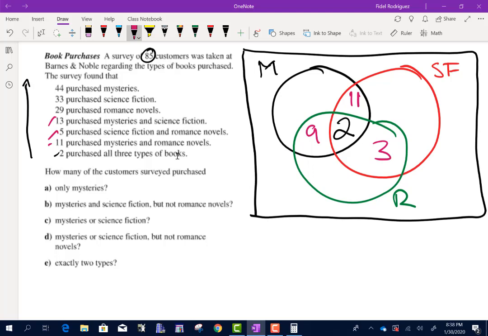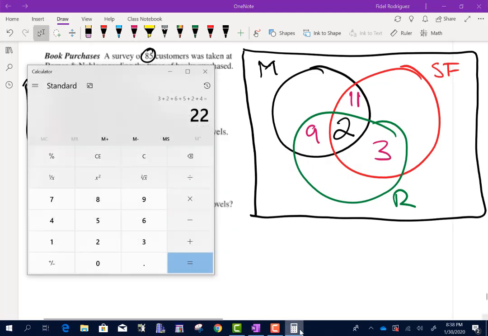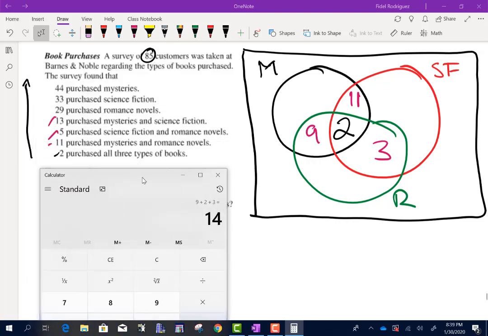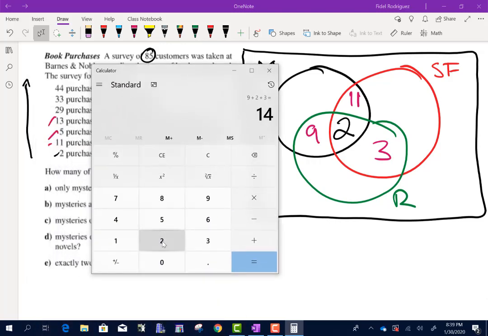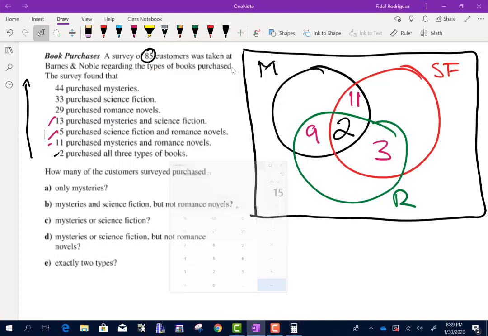Okay. Now, let's take a look at the next one. It says 29 bought romance. Okay, so everybody in the green circle has to add up to 29. Let's take a look. So 9 and 2 and 3. Let me clear this out. So 9 plus 2 plus 3, that's 14. And we said how many? 29. So I'm going to go 29 minus 14. That'll leave me with 15. So that's going to be my number right there. Okay.